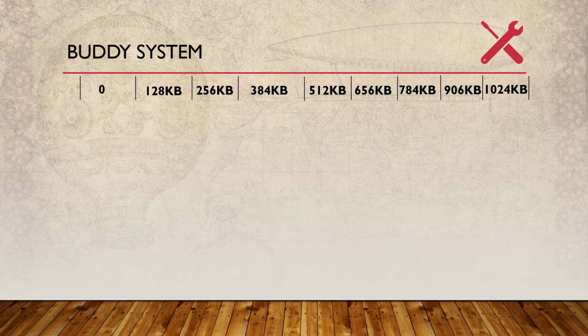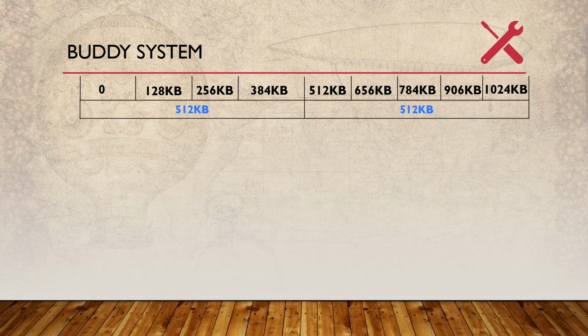So now I would like to divide the system into 1024 KB, which is from 0 to 1024 KB. First of all, I would like to divide it in half into 512 and 512 KB for easier use later on.